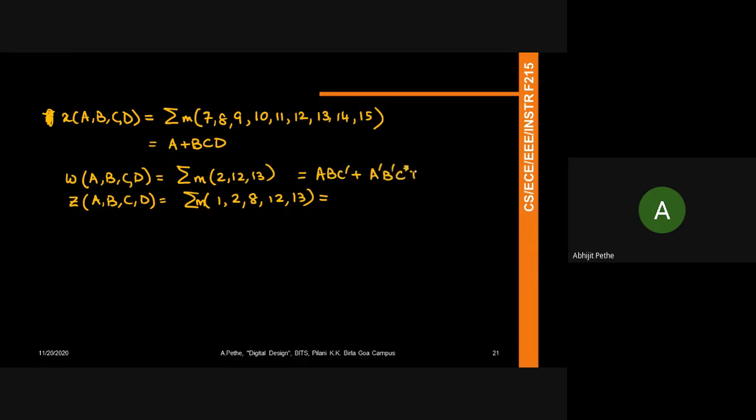C, D prime, sorry. Right. So now what you see is, if I want to implement Z, I see that Z includes W, because 2, 12, and 13 sit in Z also. So basically I can write this as W plus sigma M of 1 comma 8, right?